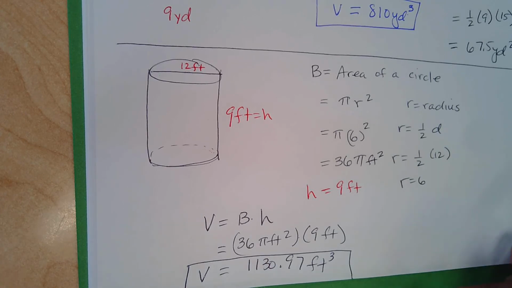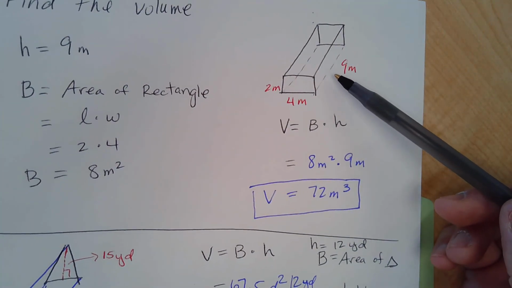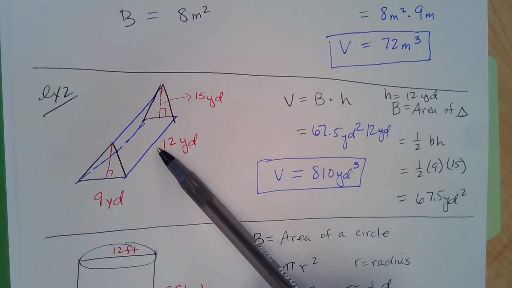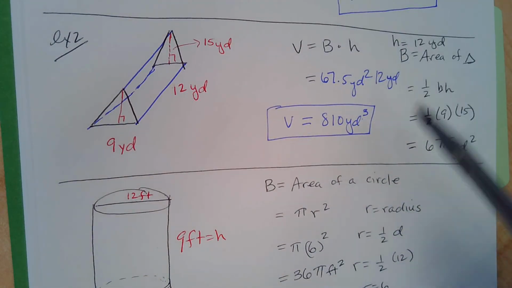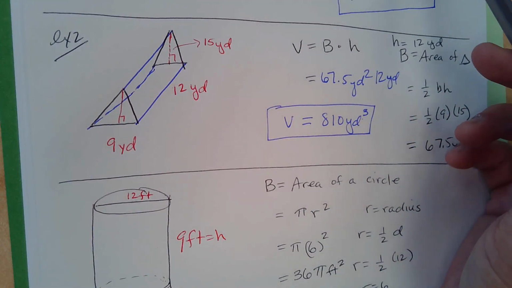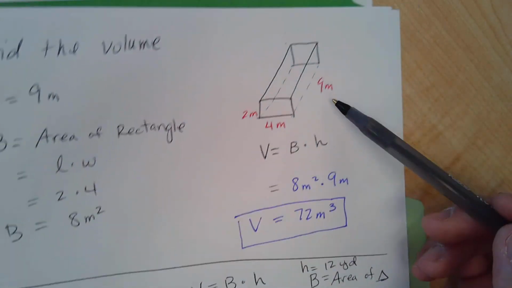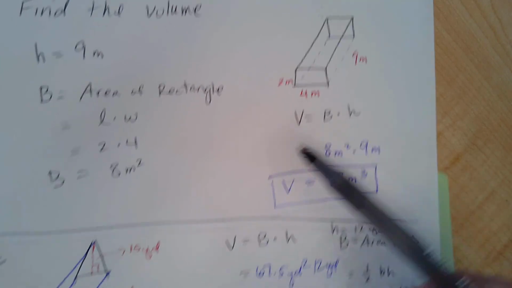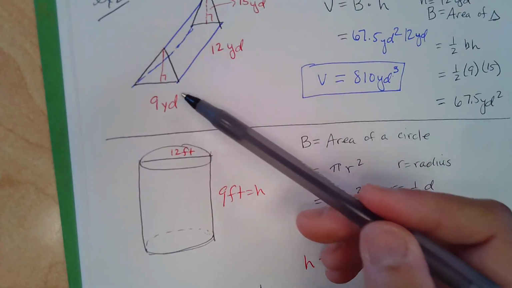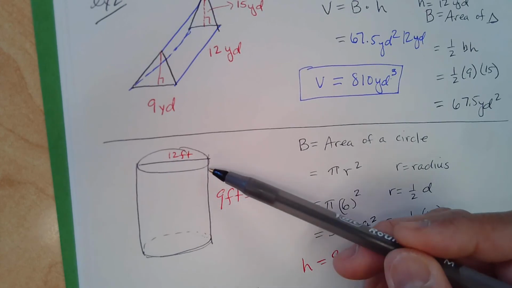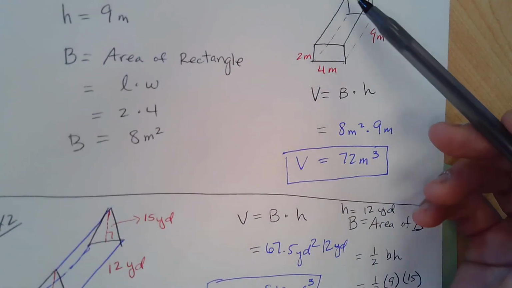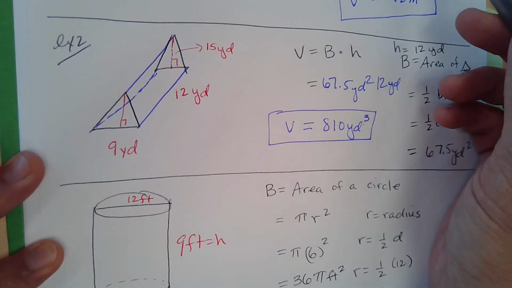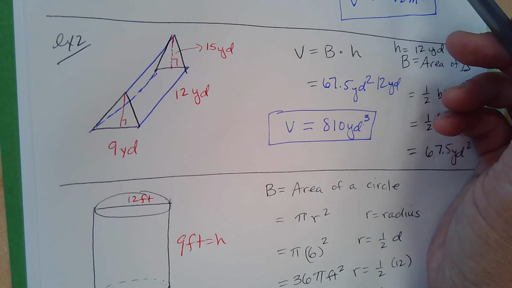So to review what we just did today, we found the volume of a prism, we found the volume of a triangular prism, and we found the volume of a cylinder. In all three examples, the key was to identify the height first. So here's the height of the rectangular prism, the height of the triangular prism, and the height of the cylinder. Again, notice each height is between the two parallel bases, and it's also perpendicular to the two bases.